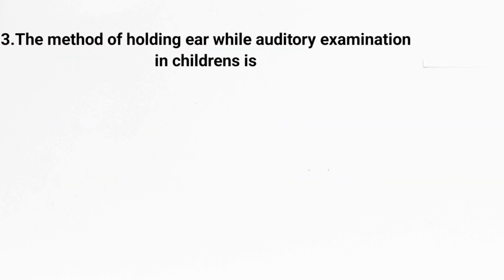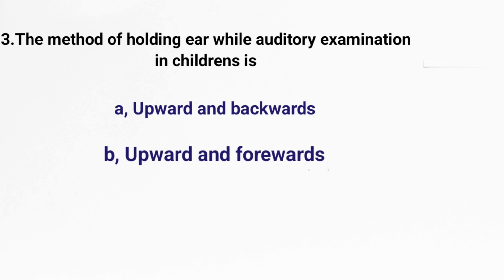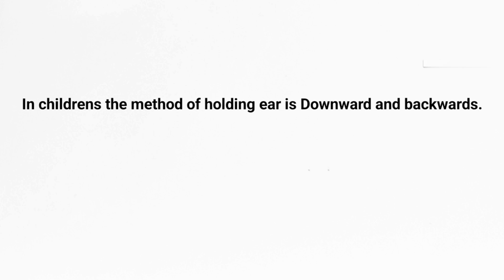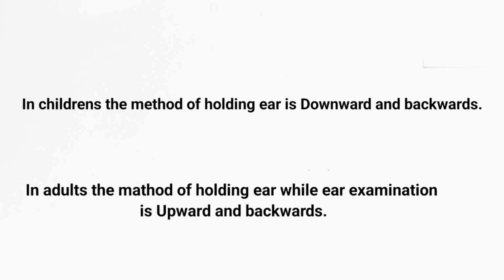Question number 3. The method of holding ear while auditory examination in children is: Option A. Upward and backwards. Option B. Upward and forward. Option C. Downward and backwards. Option D. Downward and forwards. And the answer is option C. Downward and backwards. In children, the method of holding ear is downward and backwards. In adults, the method of holding ear while ear examination is upward and backwards.